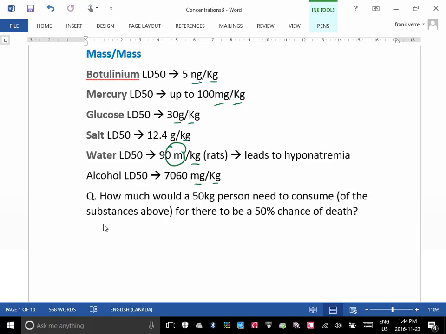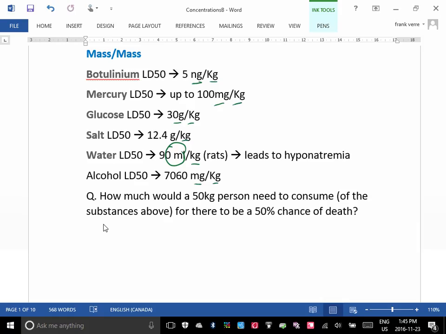So this is testing on animals. How do you know that 50% of your animals will die if you give them this much of a toxin? You have to actually test it out. If you had 100 people and you were to measure the amount of alcohol they had per kilogram, and the concentration was 7,060 milligrams per kilogram, then you would expect half of them would die.